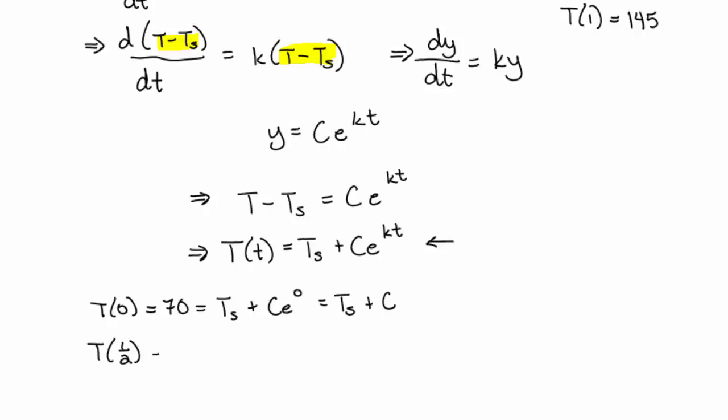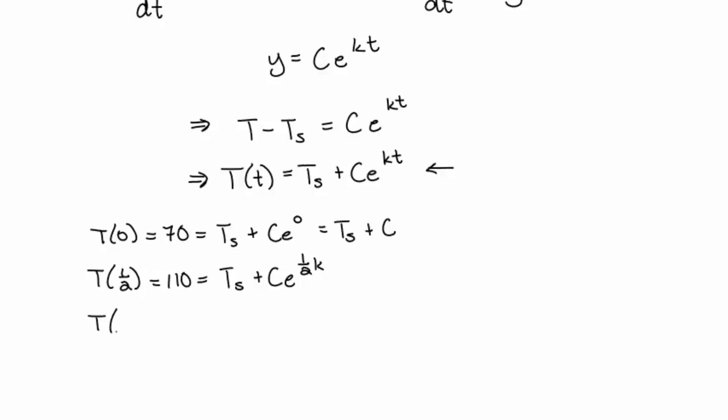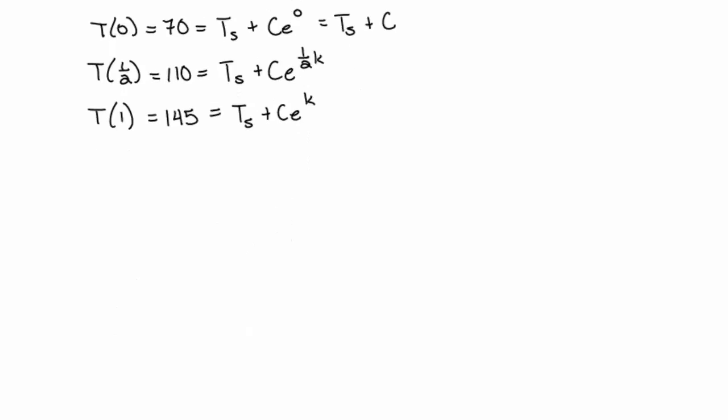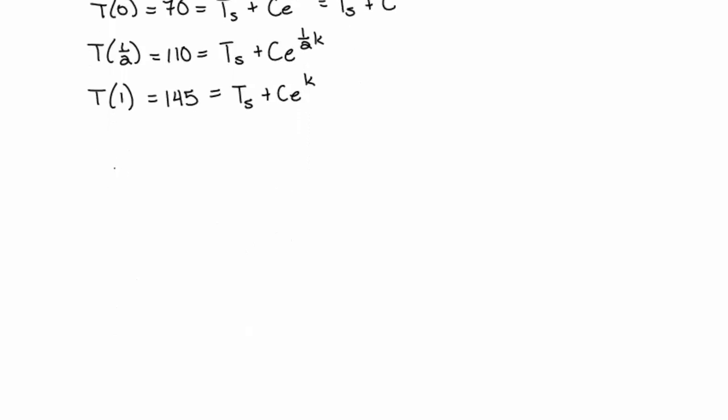At time 1/2, the temperature is equal to 110. So that tells me that T sub s plus c e to the 1/2 k is equal to 110. And then finally, temperature at 1 minute is 145. That's T sub s plus c e to the k. Okay, so those three are going to be nice equations that I'll write down in a more clean format. I'll write 70 minus T sub s is equal to the constant c.